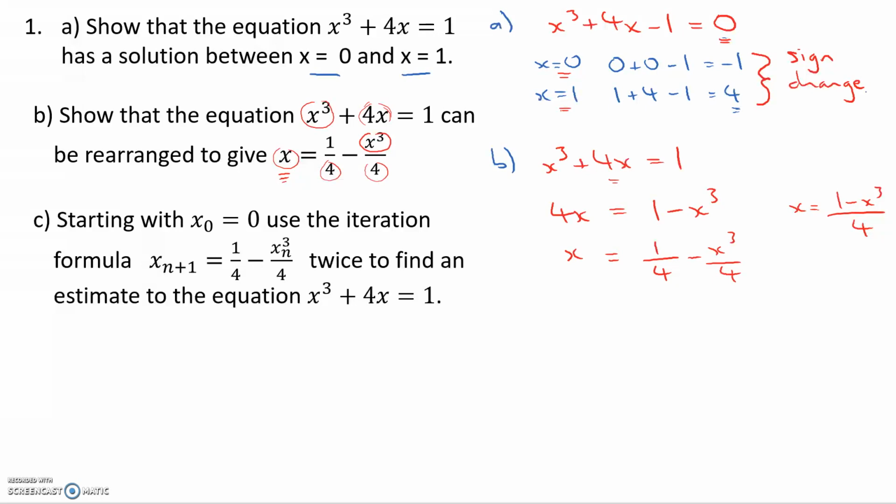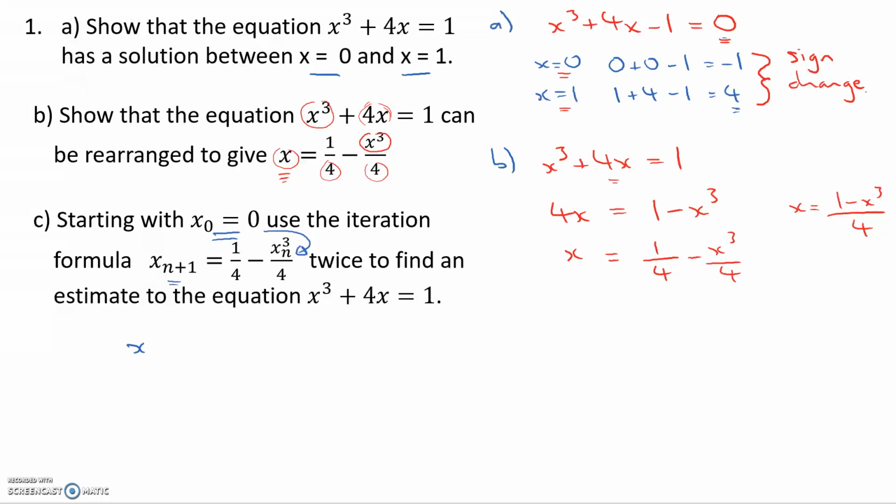That should say xn cubed over 4 twice to find an estimate of the equation x cubed plus 4x equals 1. So we're going to start with this value. That means plug in that value into here and get a solution here, and then repeat. So let's do it.